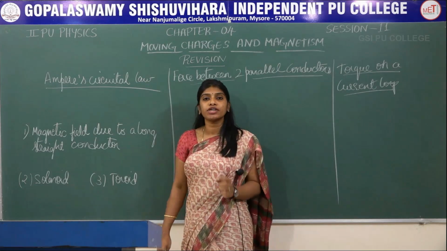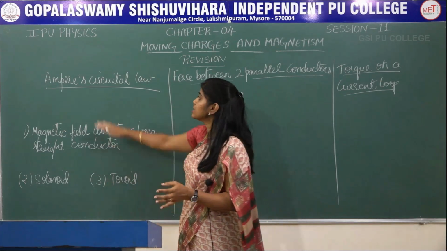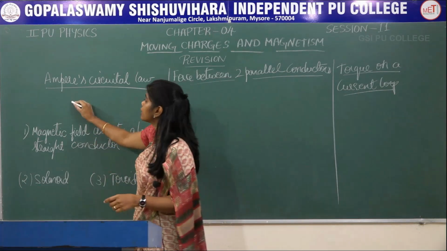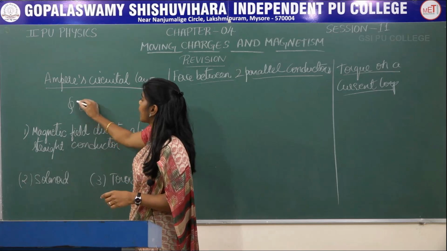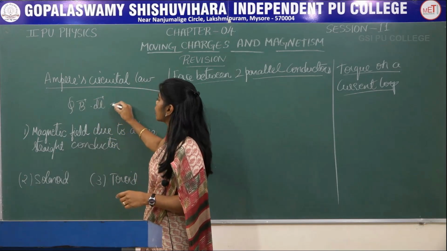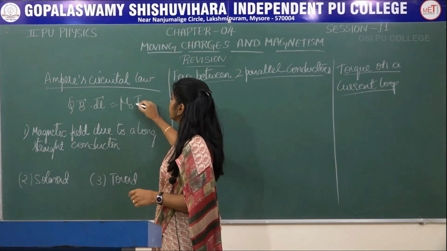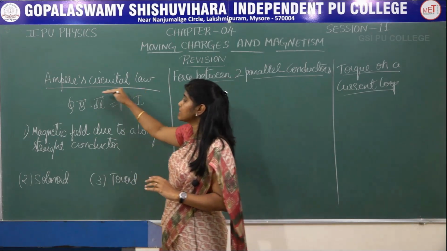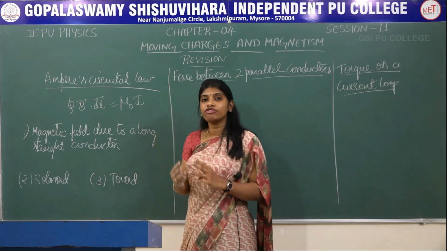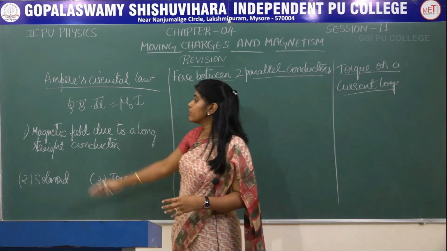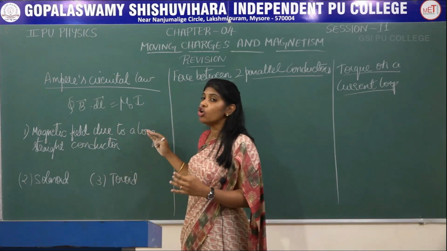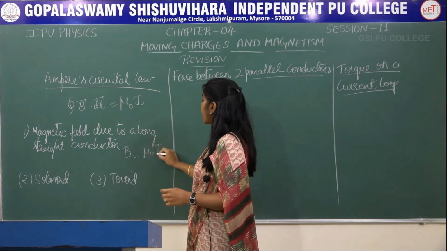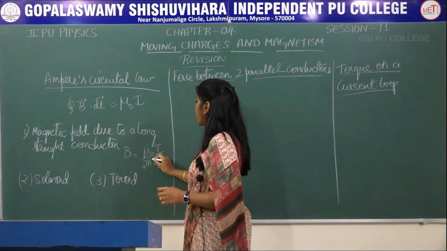So the alternate method of finding the magnetic field is Ampere's circuital law. Ampere's circuital law states that the closed line integral of the magnetic field is equal to mu naught times the current enclosed in that closed surface. And using this Ampere's circuital law, we have derived 3 applications. The first one is the magnetic field due to a long straight conductor. The magnetic field was found to be mu naught I by 2 pi r.